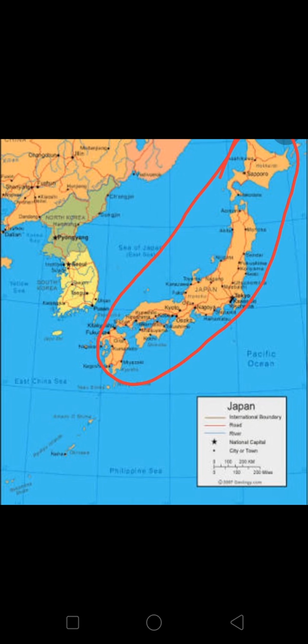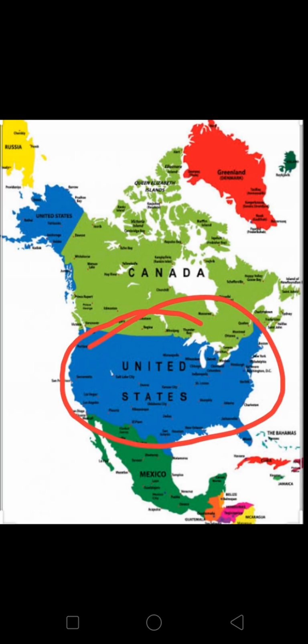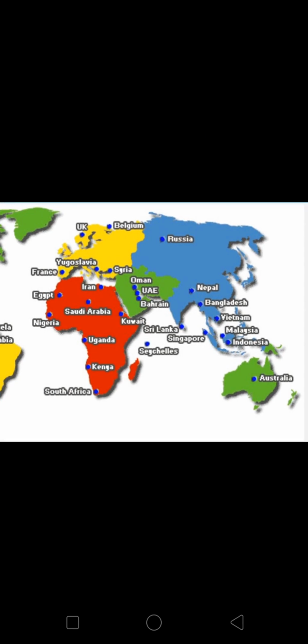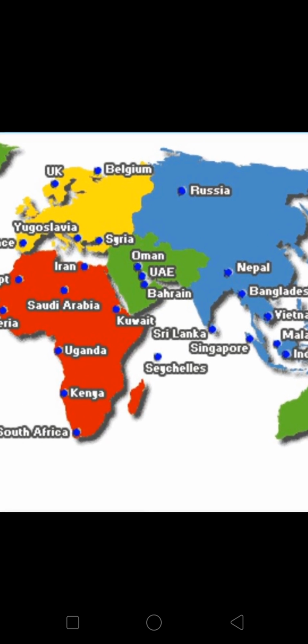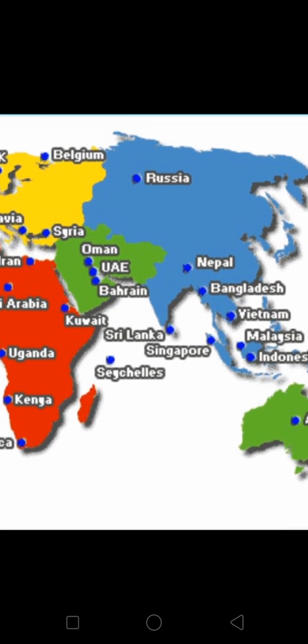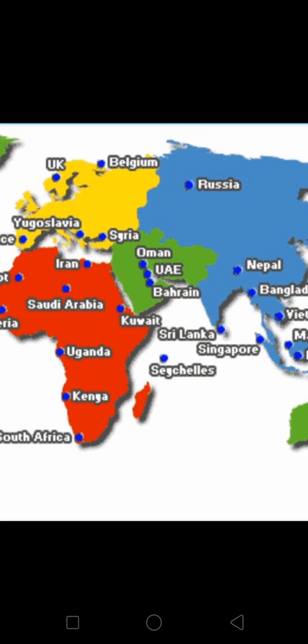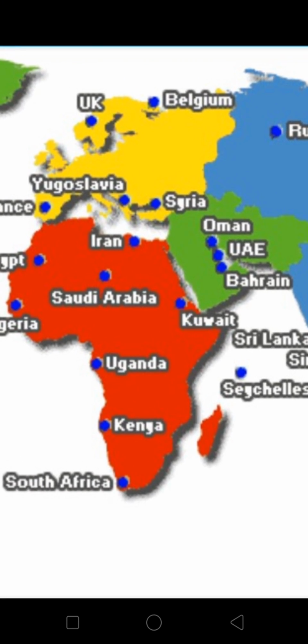Other importers of cotton goods from India are the USA, UK, which is United Kingdom, Russia, France, and East European countries like Nepal, Sri Lanka, Singapore, and the African countries.